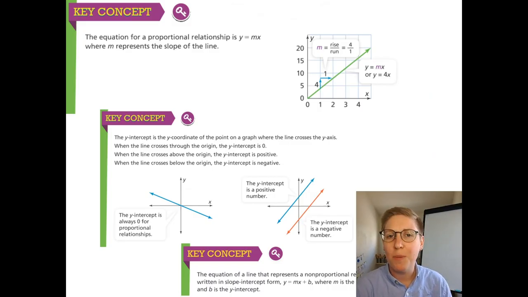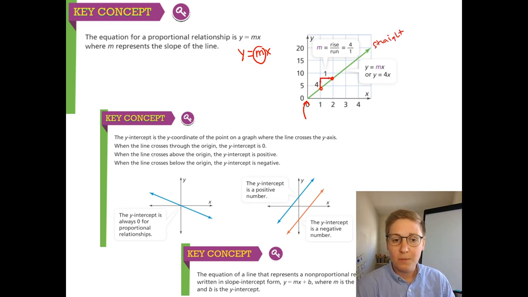Let's do a quick summary about what we learned today. We learned that a proportional relationship has a constant rate, which in this case is m, and you can show that with a slope triangle, which is the change between 2 points. A proportional relationship goes through the origin, and it makes a straight line.